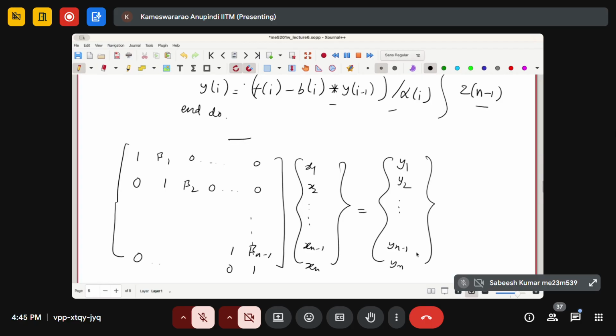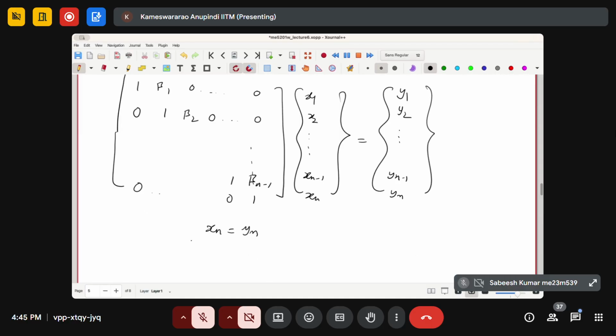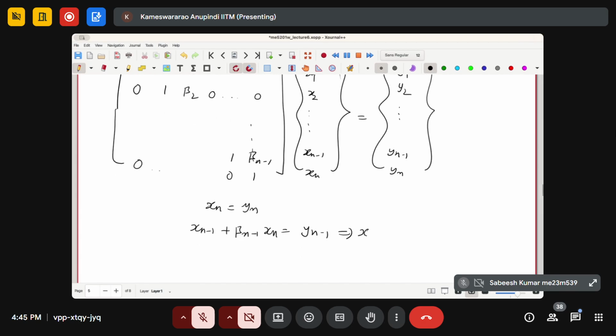Again, if you try to identify a pattern here, you have to do the back substitution. That means xn equals yn. Then we have xn minus 1 plus beta n minus 1 xn equals yn minus 1. That's going to give you xn minus 1 as yn minus 1 minus beta n minus 1 xn. Okay. Similarly, I can write one above that. That's going to be n minus 2. This is 0. This is beta n minus 2. This is 1. That's going to be xn minus 2 plus beta n minus 2 xn minus 1 equals yn minus 2.